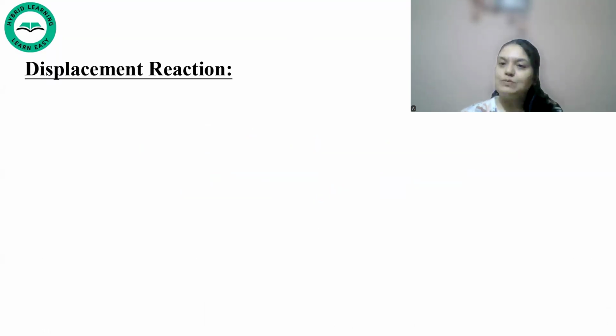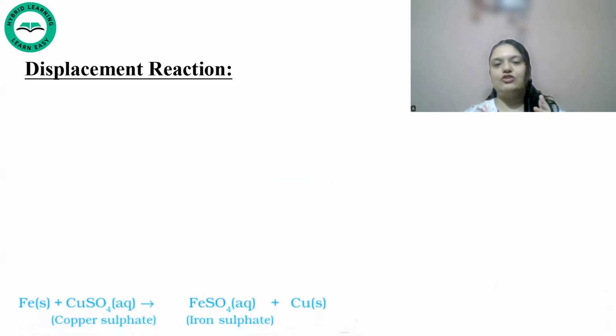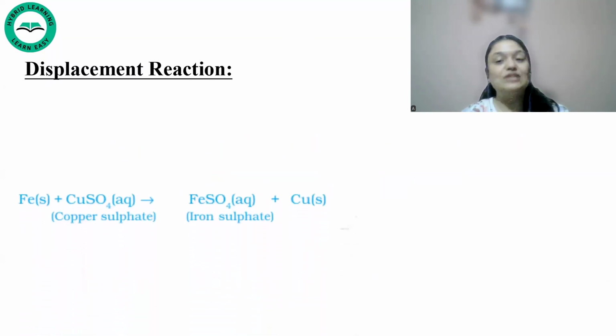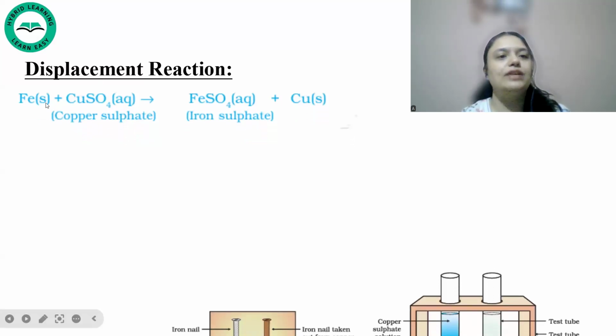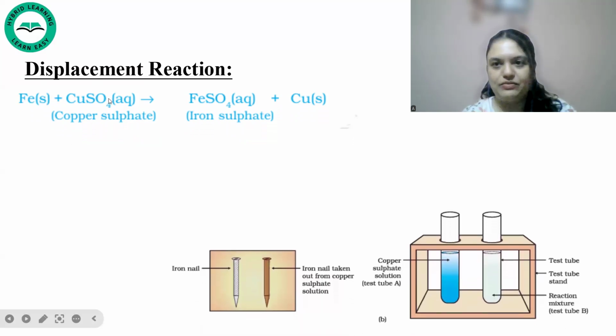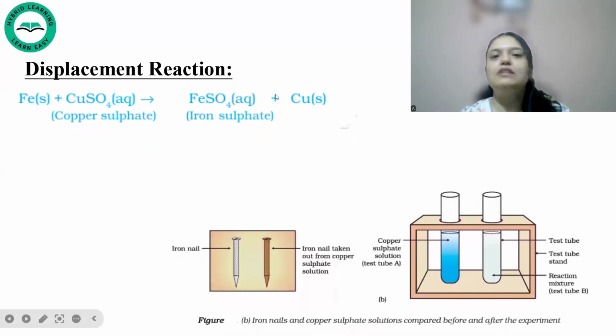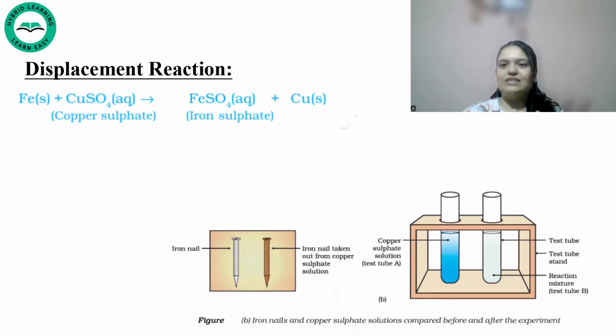Now, what happens in a displacement reaction? In a displacement reaction, one of the elements is going to displace the other element from its conjugative solution. So we can see a reaction here, iron plus copper sulfate, which is forming iron sulfate plus copper. So this is a very important activity from your exam point of view.